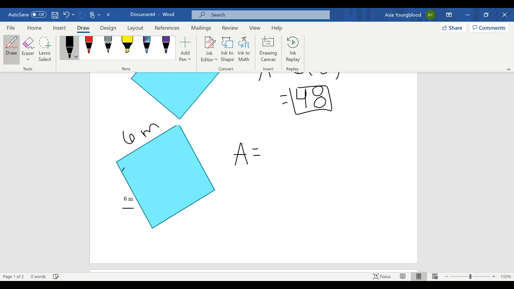We know this is a right angle, even though they didn't draw it for us, because they told us it was a square. So we're just going to do 6 times 6, which gets us 36 meters. So that answer for that problem should be 36 meters.